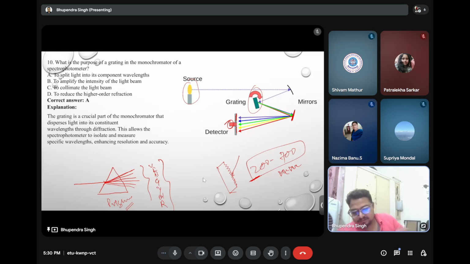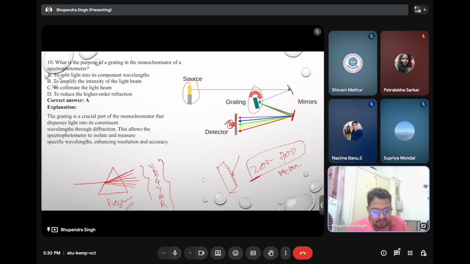A. To amplify the intensity of the light beam? No. To collimate the beam of light? No, it will disperse. To reduce the high order refraction? No. The grating is a crucial part of the monochromator that disperses light into its constituent wavelengths through diffraction. This allows the spectrophotometer to isolate and measure the specific wavelength, enhancing resolution and accuracy. Yes, of course.